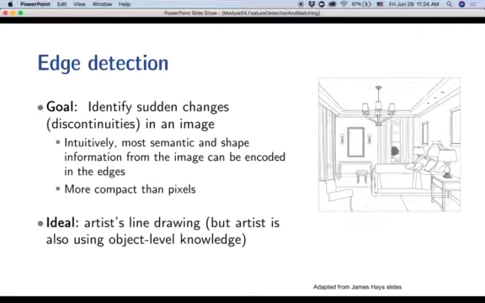Okay, you can infer the vanishing points, where the horizon line would be. You can compute all of that from this image. Okay, so intuitively, most semantic and shape information from the image can be encoded in the edges. Okay, and they are more compact than pixel representation. So this is an ideal edge detection. This is an artist's line drawing, but the artist is also using object level knowledge here to create this line drawing. Okay, so that's kind of the motivation to look at edge detection, because we feel that in human perception, edges alone can give you a lot of information about the scene structure, or the scene content, really, the semantic understanding of the scene.